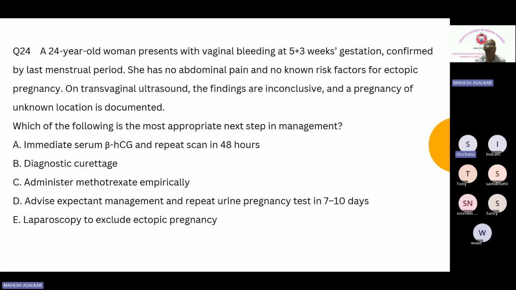One option is immediate serum beta HCG and repeat scan in 48 hours. Why repeat the scan in 48 hours? Okay, sir, why repeat in 48 hours?